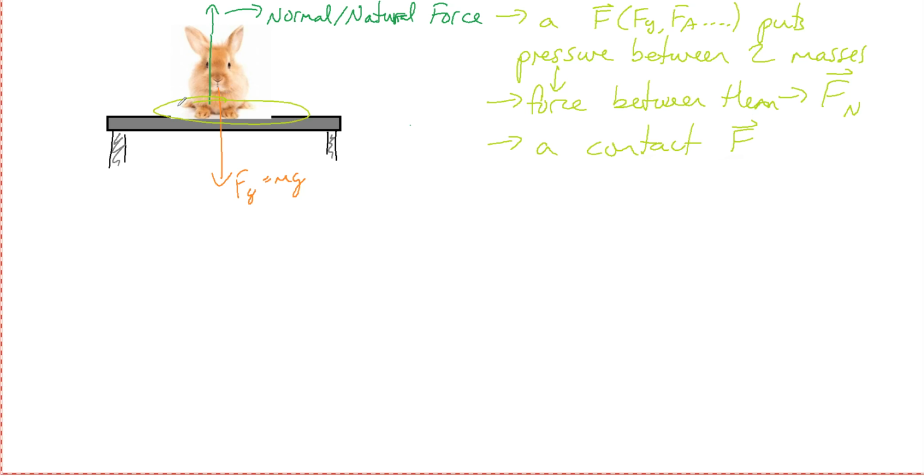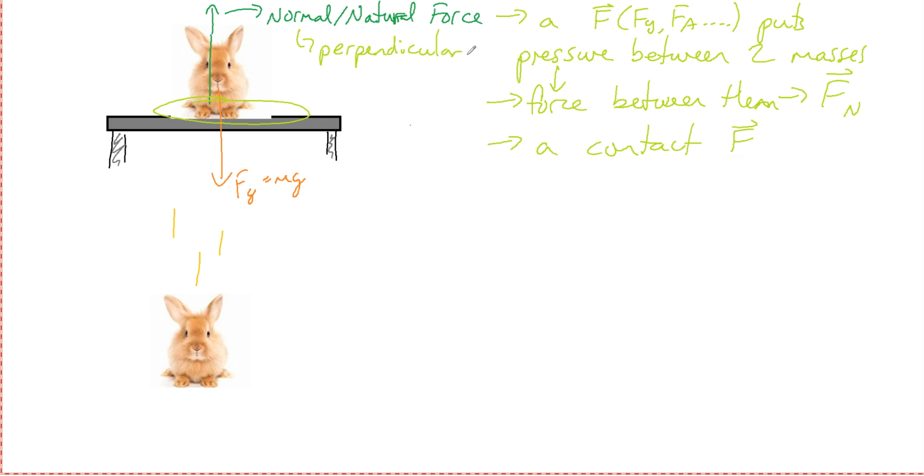So if you have an object by itself, there's no normal force. For example, here's my bunny, and it's not sitting on anything. Maybe it's falling through the air. There is no normal force because it's not in contact with any other surface. You have to have two objects in contact with each other for that normal force to exist.